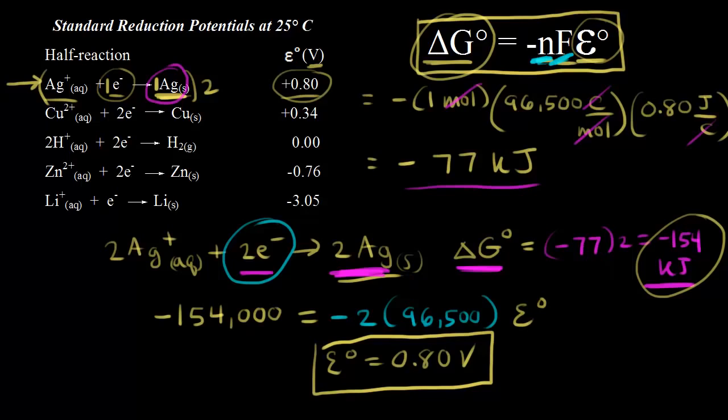So we had a voltage of 0.80 volts to form 2 moles of silver. That's the same voltage to form 1 mole of silver. So voltage is an intensive property. It doesn't matter how much silver you're forming or how many moles of electrons you're using, the voltage is the same. And it's important to remember that when you're doing your standard reduction potentials, because if you need to multiply a half reaction by 2, you don't multiply the voltage by 2, because voltage is an intensive property.